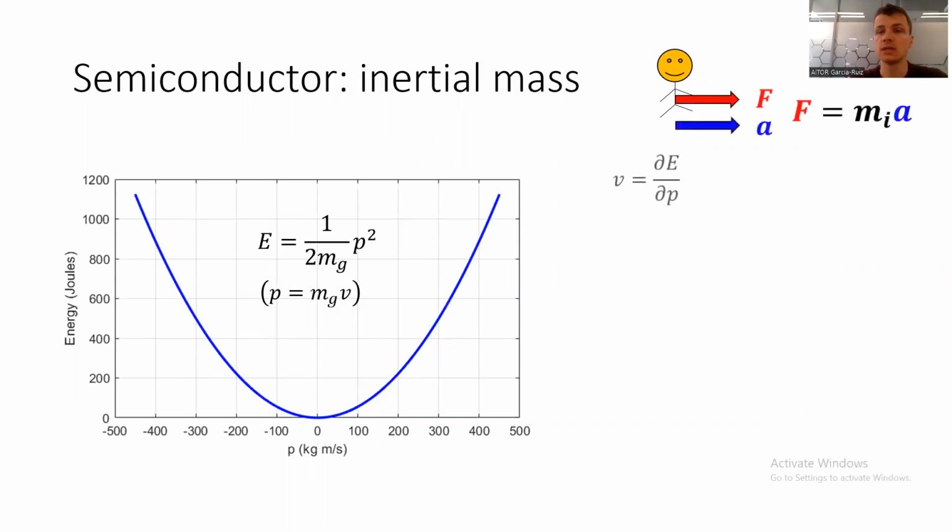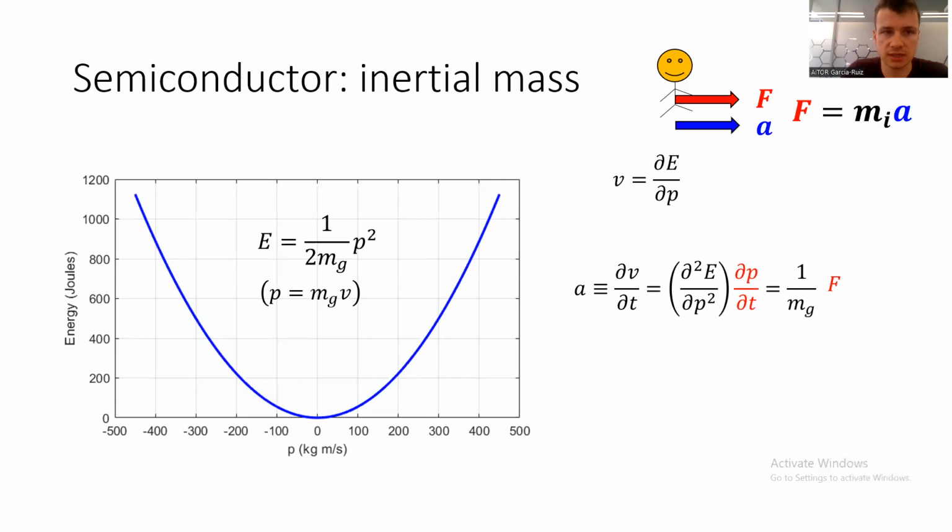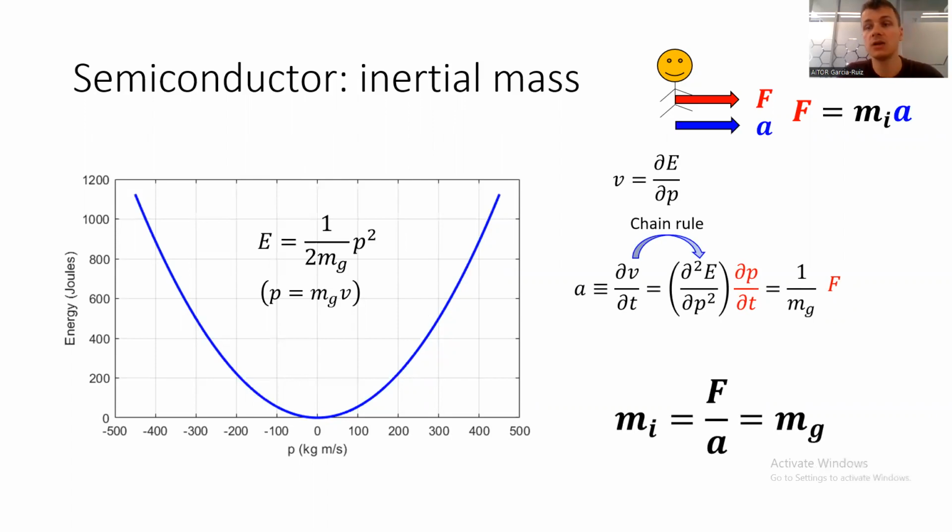Now, to do so, he knows that the velocity is the derivative of the energy with respect to the momentum, and the acceleration is the derivative of the velocity with respect to the time. Now, unsurprisingly, he finds that his inertial mass is also the mass that appears in the weighing machine. Now, why on earth am I saying all that?